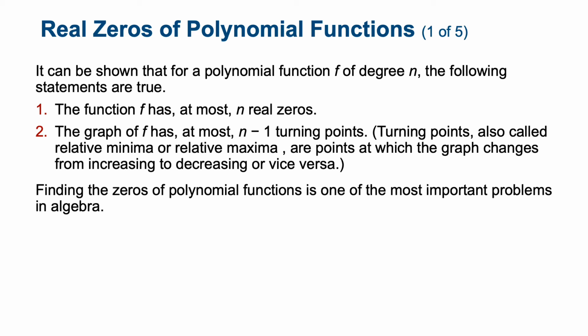At most. And remember the word at most. It means that it's not going to have any more than that, but it could have less. There is a possibility that there's less, okay? So turning points are also known as, we've seen it before, as minimum and maximum, but they're relative minimum, relative maximum. They're points where the graph changes from increasing to decreasing and vice versa.